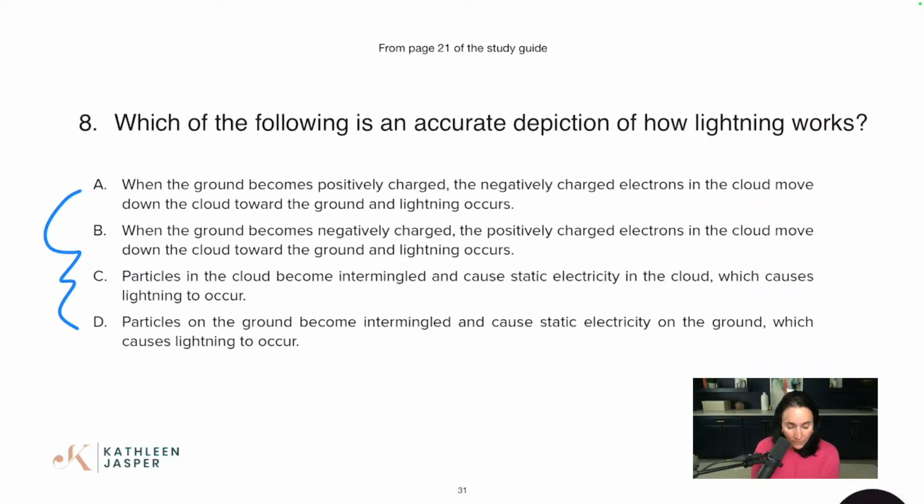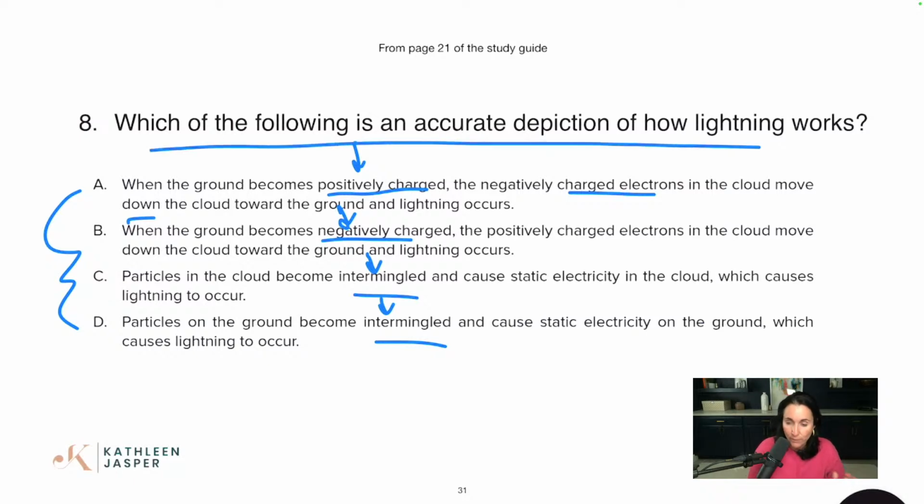When the ground becomes positively charged, the negatively charged electrons in the cloud move down. So we have ground positively charged. When the ground becomes negatively charged, particles in the cloud become intermingled. Particles in the ground become intermingled. Notice that there's a pattern in answer choices. They'll do this sometimes when they're looking for a combination of correct things. So don't get too caught up. You can see in the first part: ground positive, ground negative, ground or cloud intermingled, ground intermingled. You can eliminate the wrong answers without having to look too much. Which of the following is an accurate depiction of how lightning works?